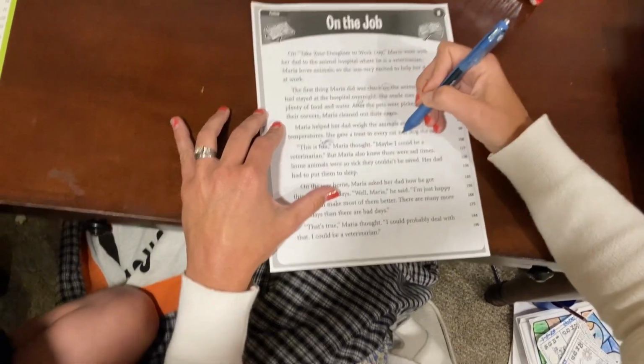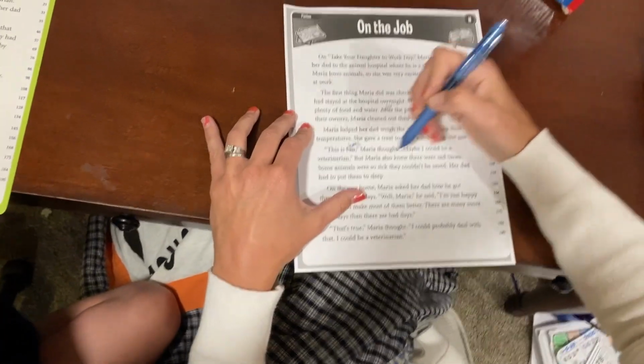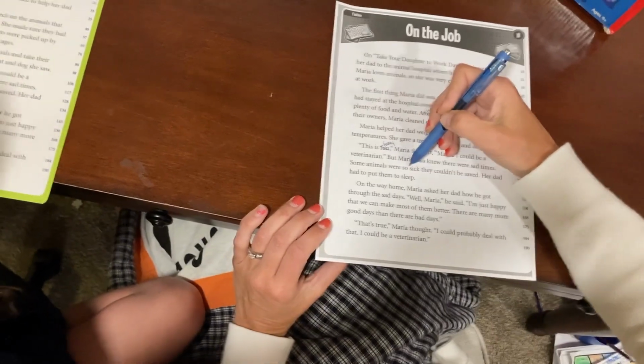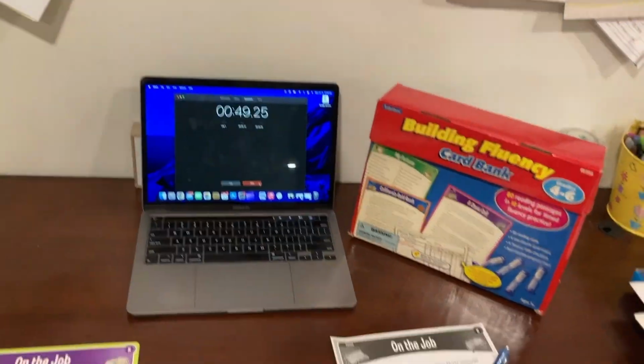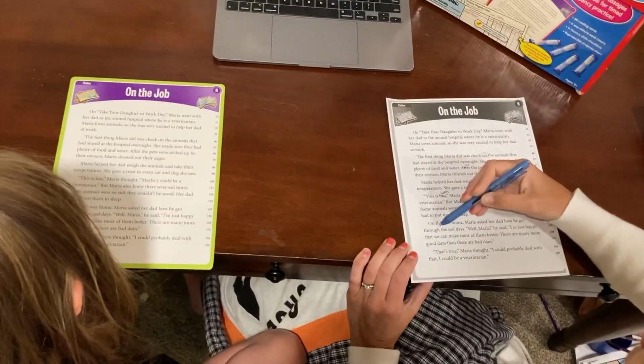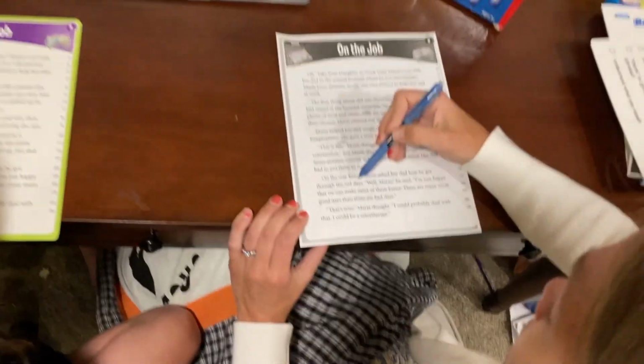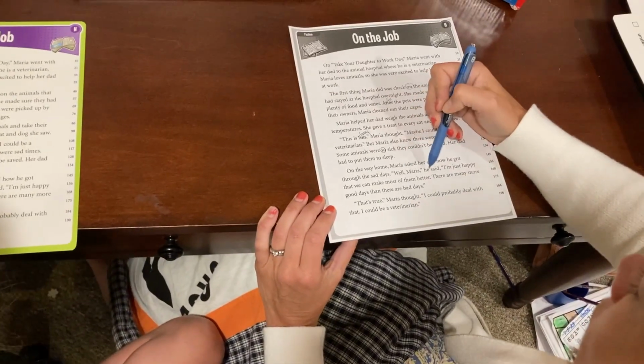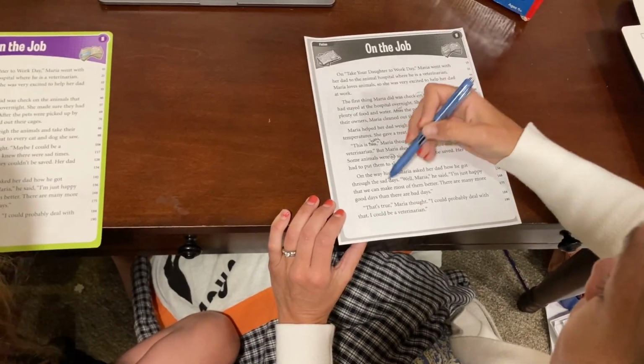But Maria also knew there were sad times. Some animals were sick. They couldn't be saved. Her dad had to put them to sleep. On the way home, Maria asked her dad how he got through the sad days. "Well, Maria," he said, "I'm just happy for the good days."